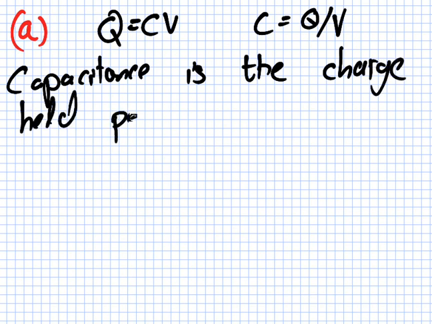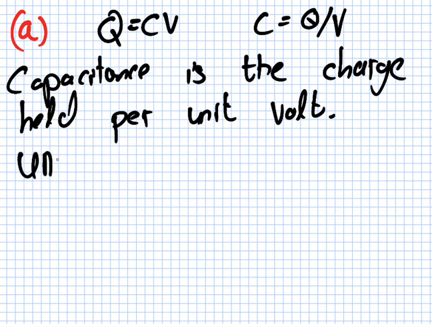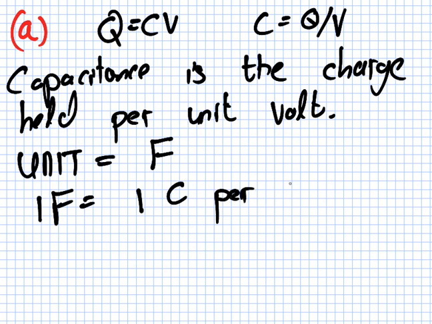Capacitance is the charge held per unit volt. So the unit is farads, and you can say 1 farad is 1 coulomb per 1 volt. I'll give you 2 marks for that.